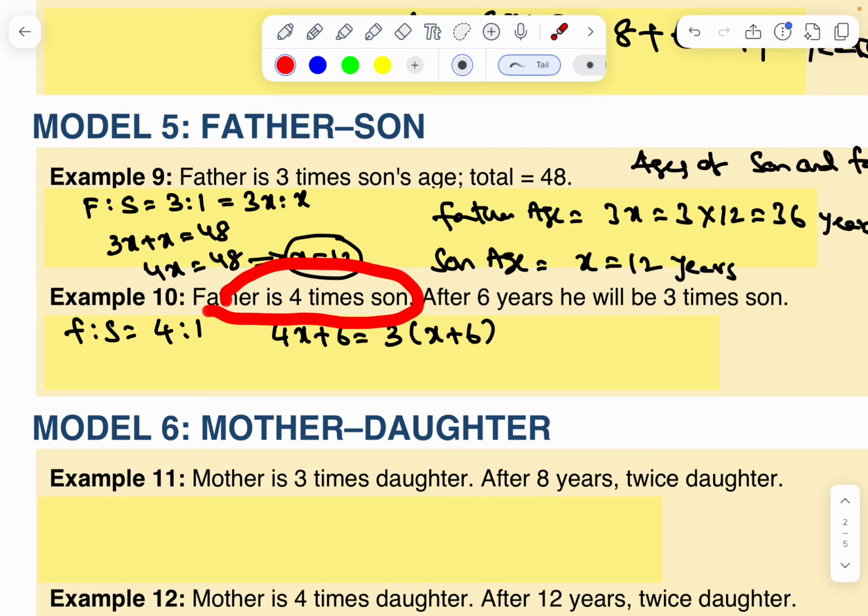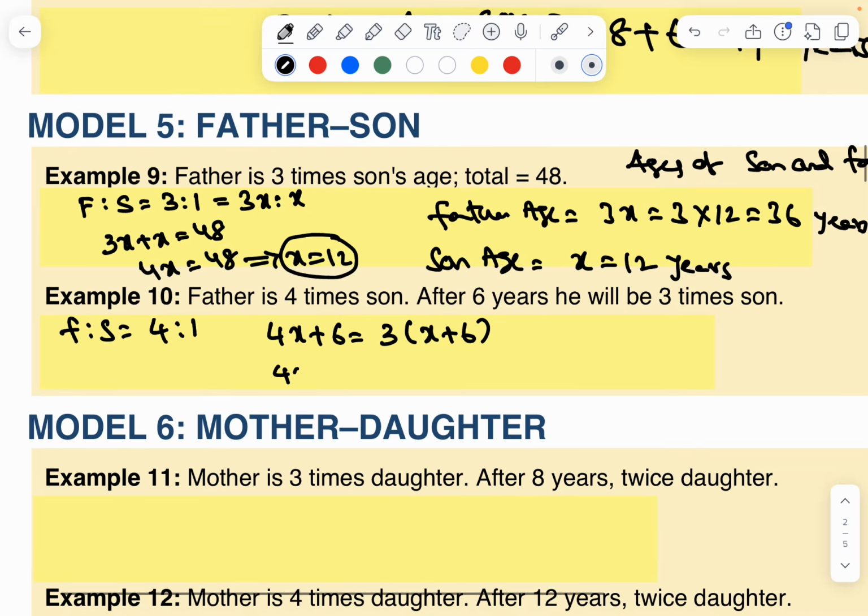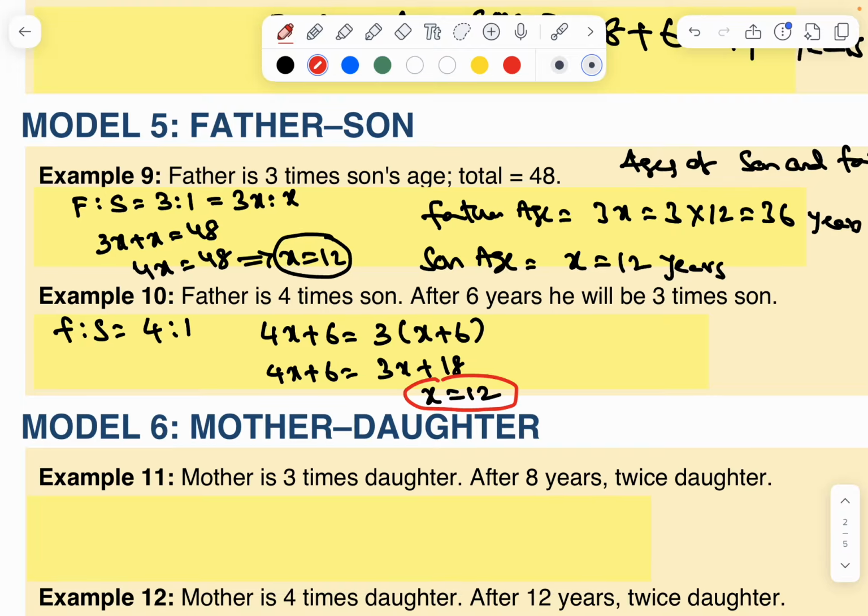Father is 4 times the son, 4:1. After 6 years, 4x plus 6 will be 3 times the son, 3 into x plus 6. Therefore, 4x plus 6 is equal to 3x plus 18. Therefore, x is equal to 12. This is the x value.